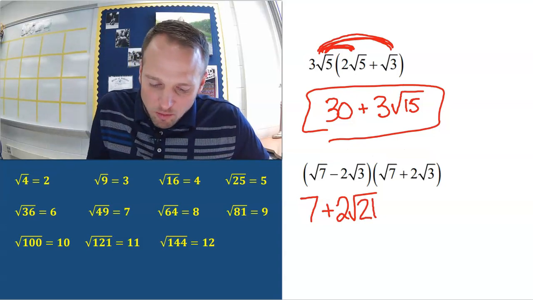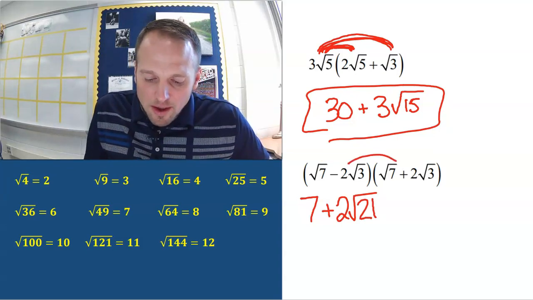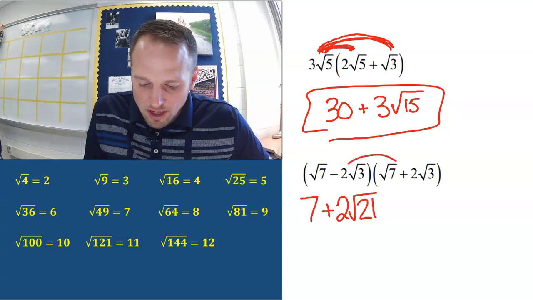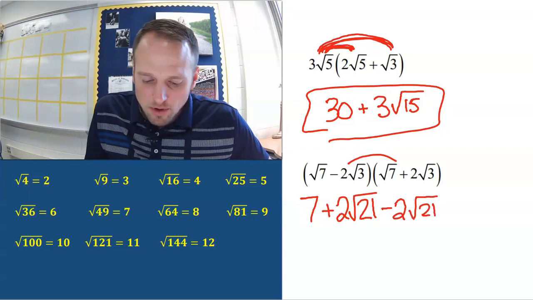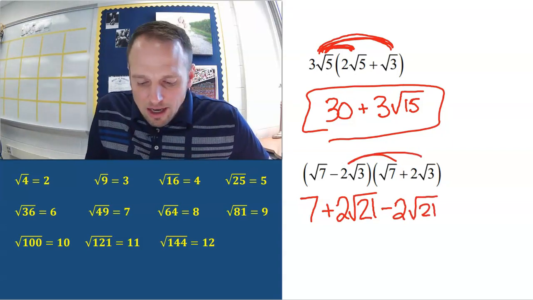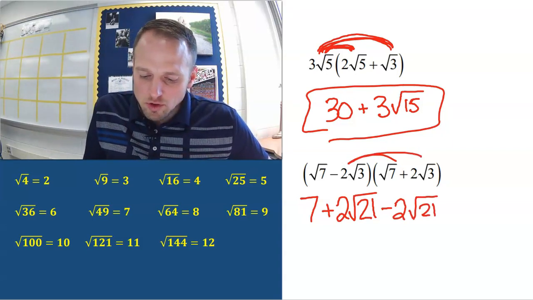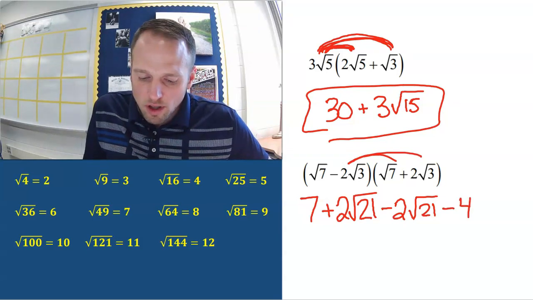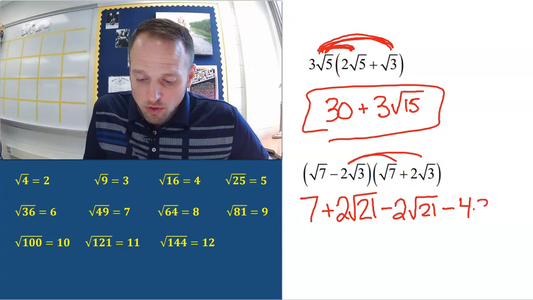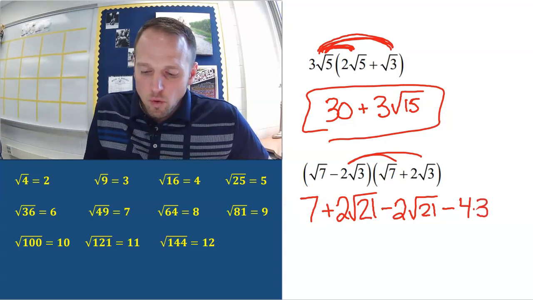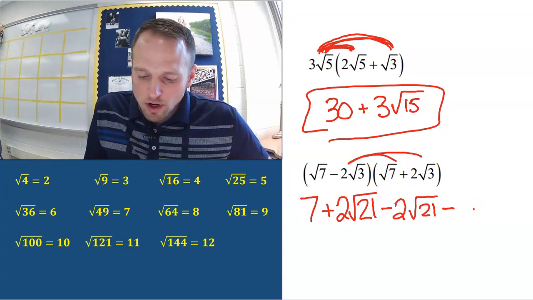Okay, now we're going to have to move to this. Negative 2 root 3 times root 7, well, that's just going to be a negative 2 root 3 root 7. That's root 21. And then negative 2 times positive 2 is going to be a negative 4. And root 3 times root 3, that's just going to be a plain old 3. So 4 times 3 is just 12.